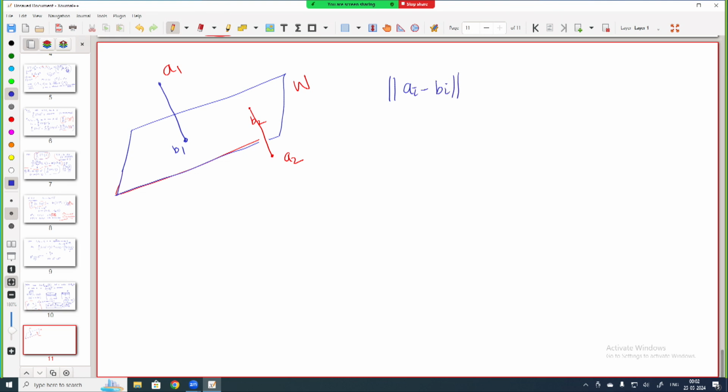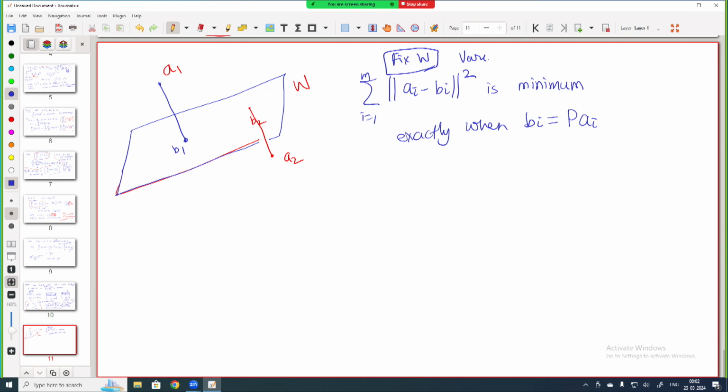So, to minimize, it is minimum exactly when bi equals the projection of ai. Okay, so, this is for a fixed W and then try to vary bi in W, allow them to vary in all possible ways in W. Okay, so, when will this be minimum? Exactly when bi's are the orthogonal projections of the ai's.